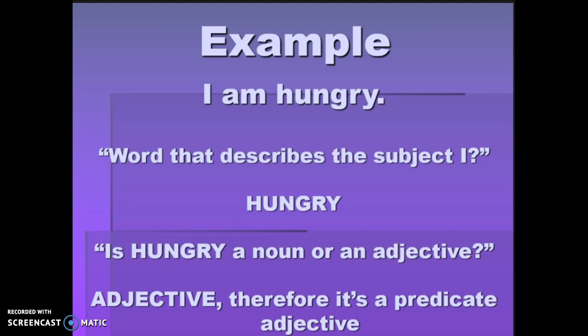It's describing the subject I. Here's another easy way to remember this. I'll use my mouse here for a second. The word am is our linking verb here. Pretend that that linking verb is an equal sign. So if we have I equal hungry, well, then we know that that word hungry has to be either predicate adjective or predicate nominative. In this case, it's an adjective, so it's a predicate adjective.